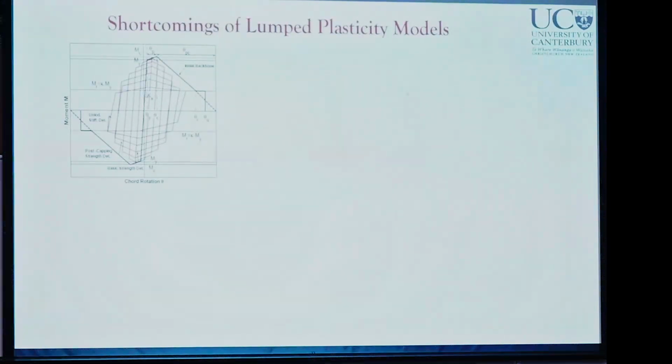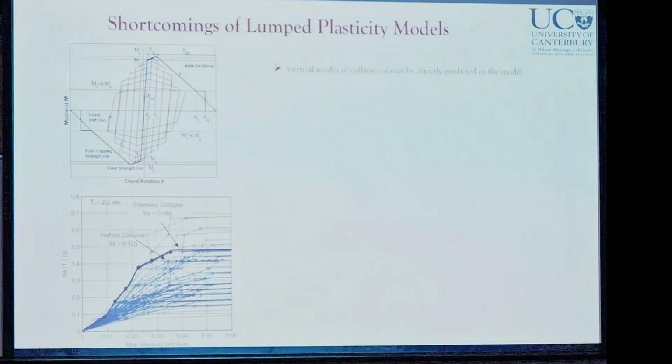So, as I noted, the majority of research has been on the simulation of the sideways mode of collapse with lumped plasticity models, similar to what I've shown here. For this, several different models have been developed, which can capture the stiffness and strength degradation of structural components, which is important to capture for simulation of the sideways mode of collapse. There are some shortcomings in the lumped plasticity models. The first one is that vertical modes of collapse cannot be directly predicted in the model.